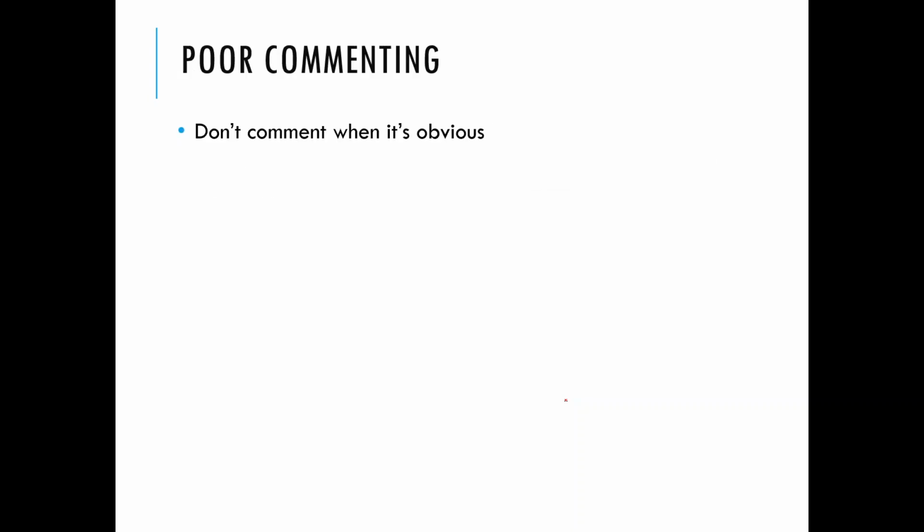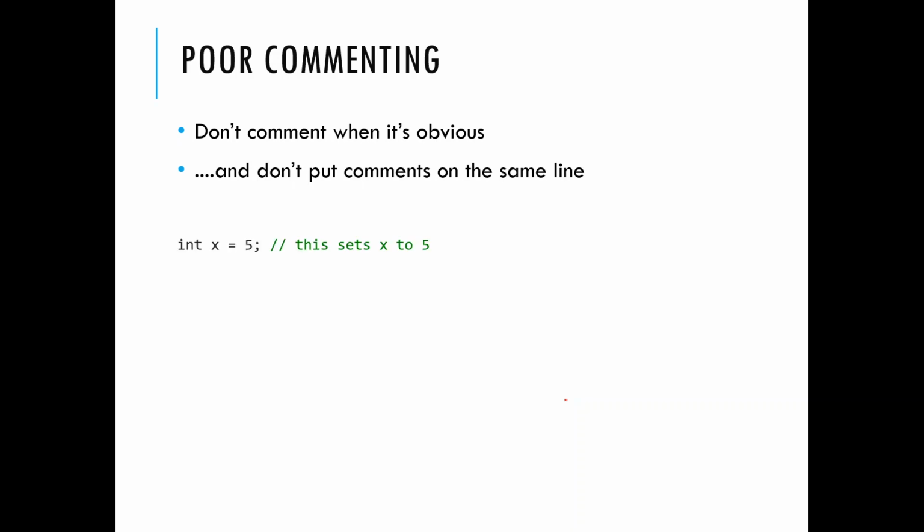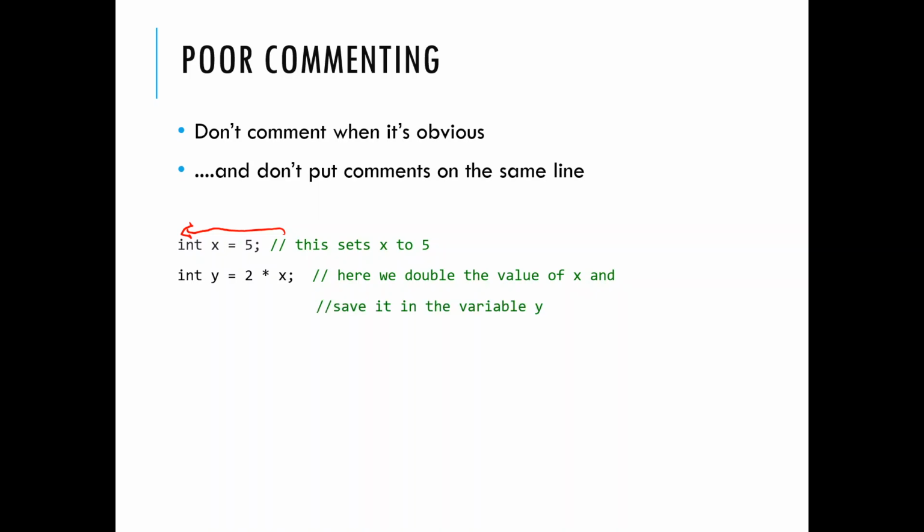We do not want to comment when things are obvious, and we don't normally put comments on the same line. In case you're wondering, I would normally put this up here, but really this sets x to 5. Well, I could read that. You don't need to explain that. It's literally on that line. It's actually taking more characters to explain it in English than to write the expression. This is a stupid comment. It should be gone. We have doubled the value of x. Well, of course you've doubled the value of x. It's right there. And then we've saved it to y.